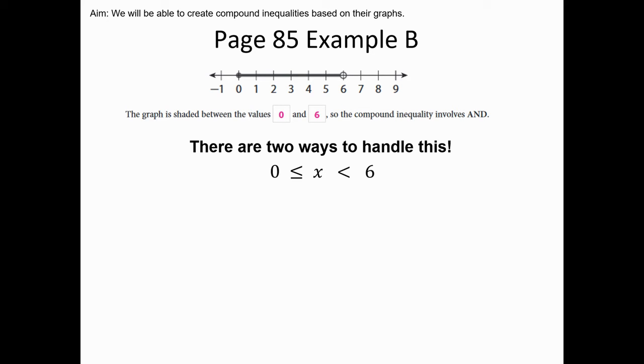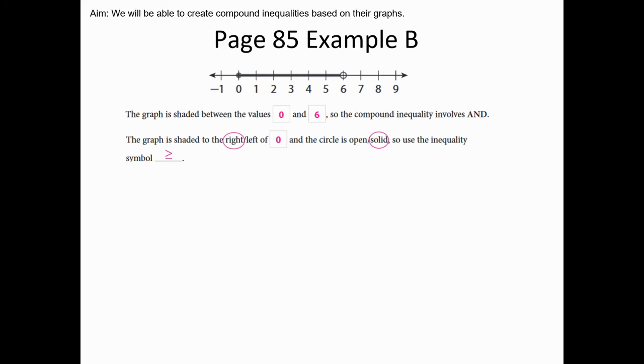And if you like doing it how the book does it, go ahead and do that. The way the book does it is it tries to break it into two different inequalities by focusing on the 0 and saying, look, the shaded area is to the right of the 0, and the circle is solid because there's a line, so there should be a line underneath it. So I should use the greater than or equal to, because x is greater than or equal to 0. And that represents the 0 situation.